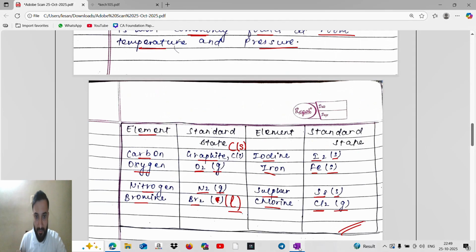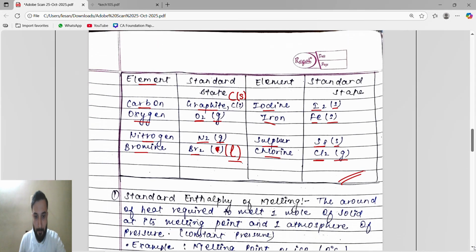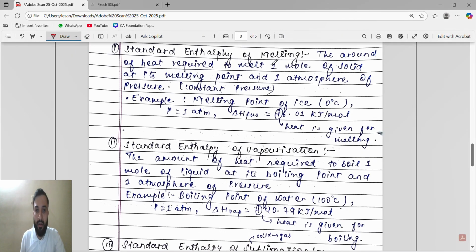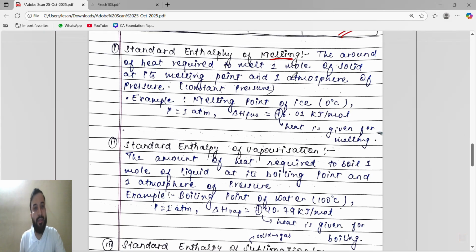Then next, after this we will continue here. The definition, standard enthalpy of melting. Guys, melting means what? Melting means we are going from solid to liquid. That is also called standard enthalpy of fusion. Both are same, don't get confused. Okay, standard enthalpy of melting or standard enthalpy of fusion. So melting or fusion means solid to liquid.